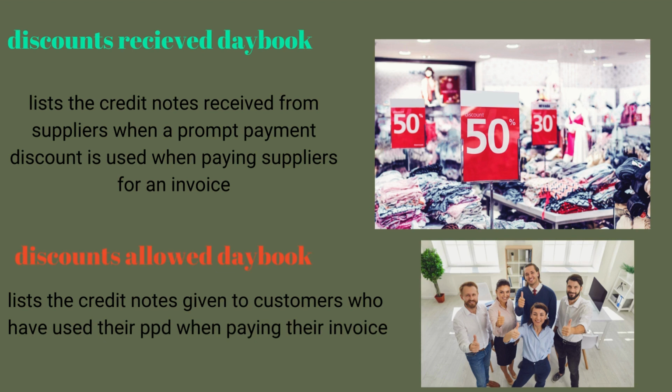So the credit notes that you've received from suppliers, you write down in the discounts received daybook, but the credit notes that you are giving out for prompt payment discount, you have to put in your discounts allowed daybook. So remember, this is very key because a lot of people forget this. Discounts received is what you're receiving as a business. Discounts allowed is what you're authorizing as a business.